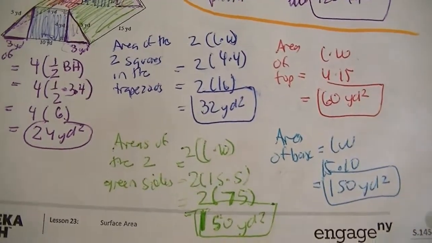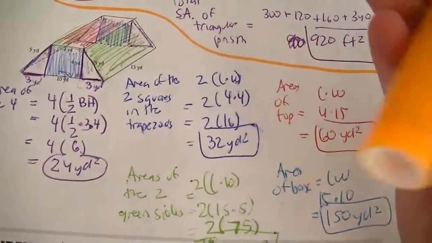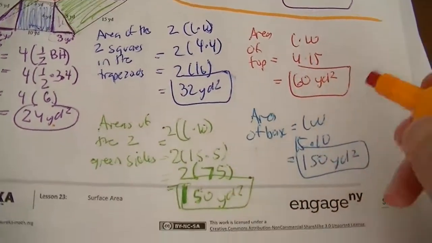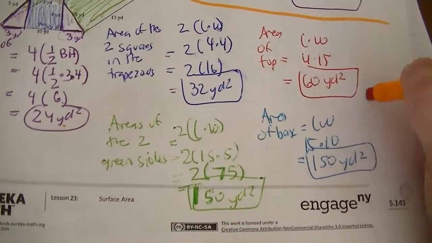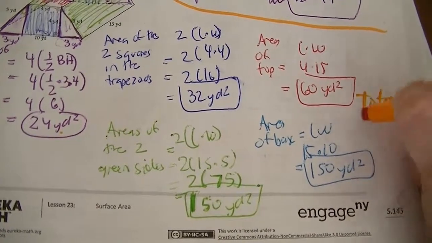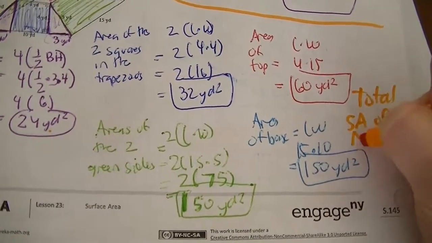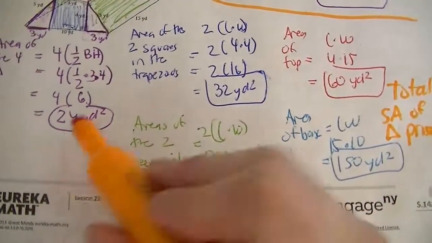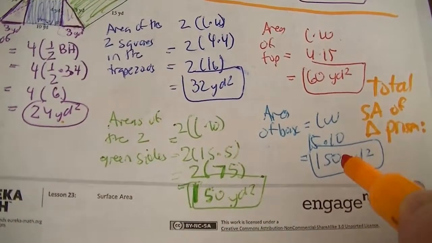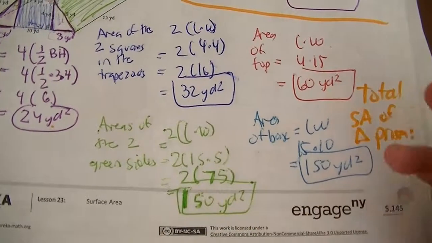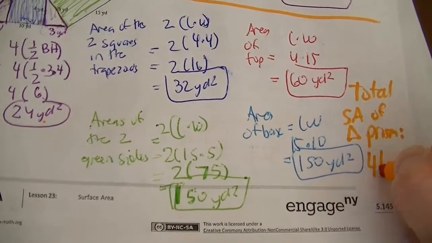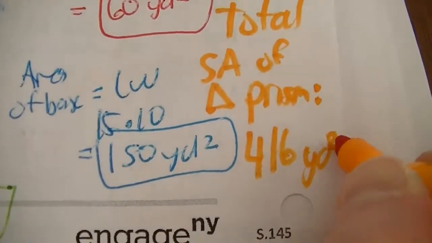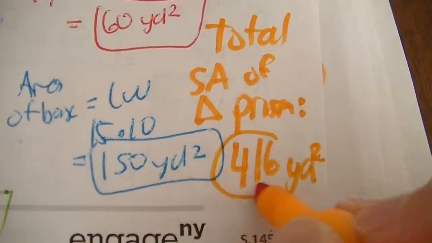Alright, to find the entire total surface area of this triangular prism, we're going to add all of the surface areas together. And you would get 24 plus 32 plus 60 plus 150 plus 150. That is 416 yards squared as your solution.